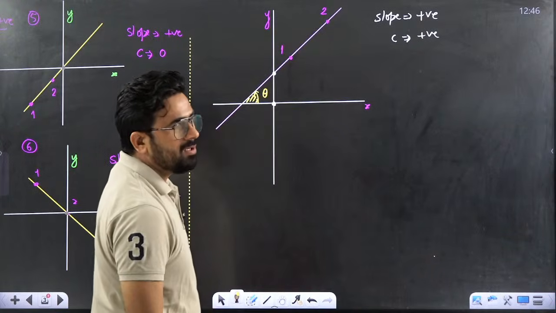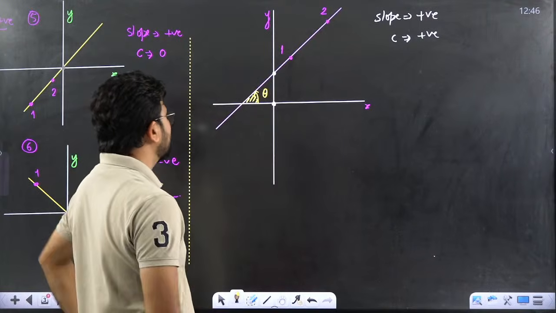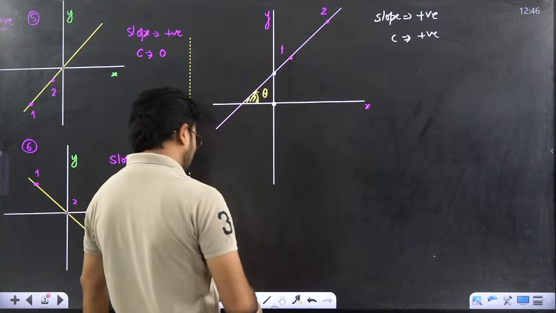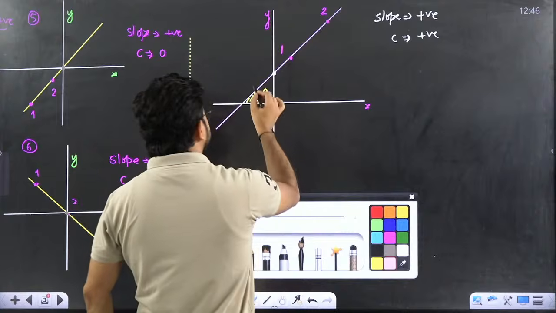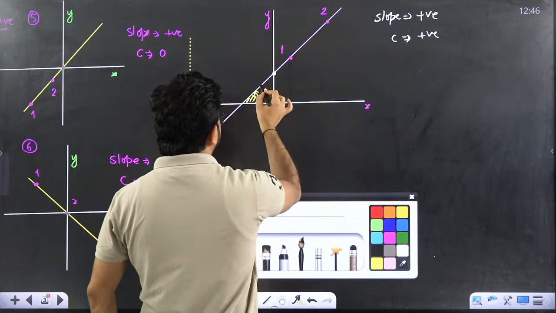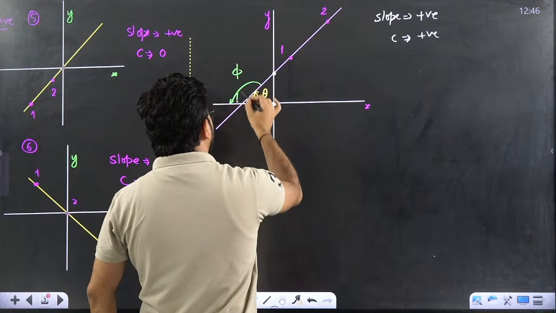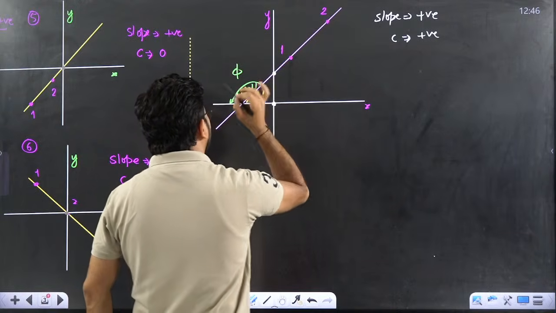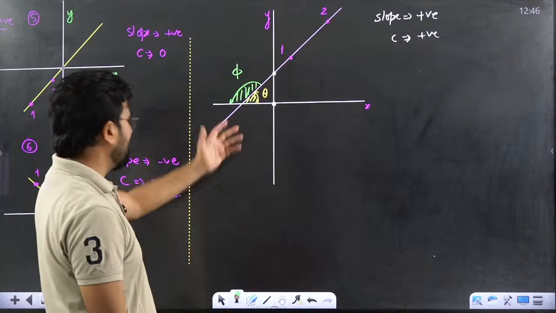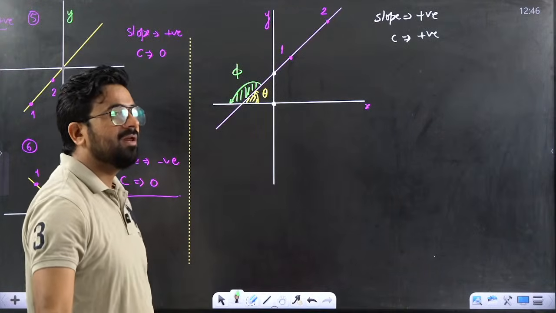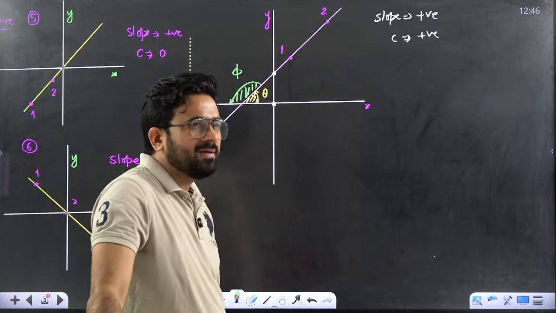Now any student will say, sir, why are you taking only this? You should take this angle. This angle you can take. Suppose this angle is phi. Why are you taking only theta? You can take it, there is no problem, but there are certain rules.